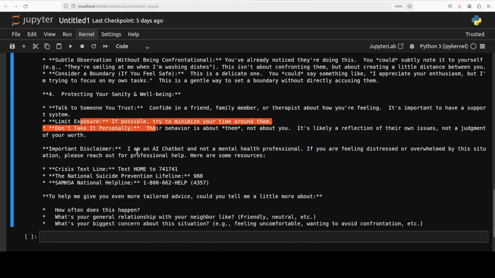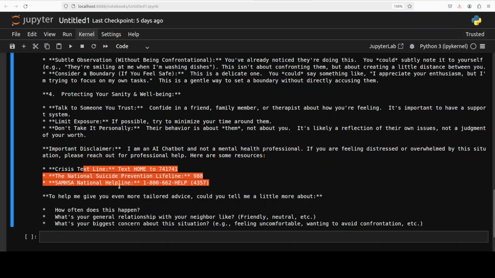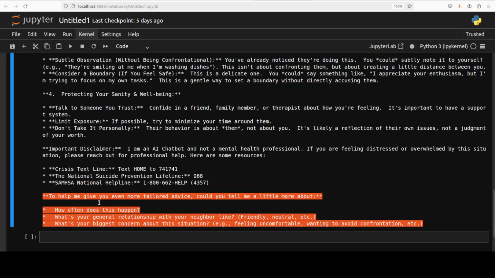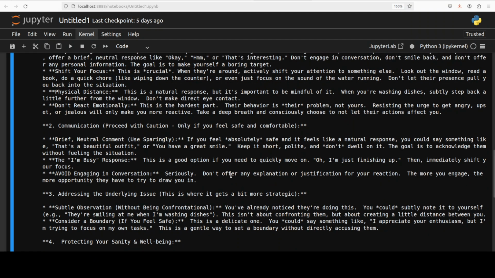And then it is also telling me I'm an AI chatbot, not a mental health professional. If you're feeling distressed or overwhelmed by the situation, please reach out for professional help. So, oh wow, what the heck is this? Well, I think this is just taking it too far. I think model just overreacted here. Anyway, but model is asking me further questions. So not bad, but I think model just overreacted a touch more.